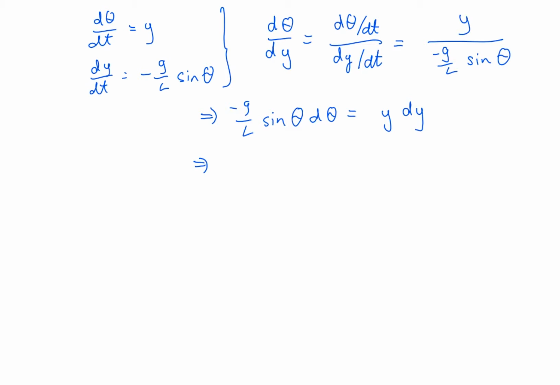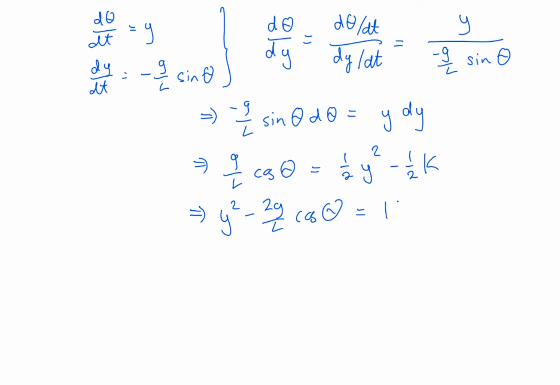Integrate both sides. g over L cos theta is equal to a half y squared plus a constant, and I'm just going to choose to call the constant minus a half k just for convenience. So therefore this quantity, y squared minus 2g over L cos theta, is equal to k. It's a constant. Which means that if I just draw the level sets of that quantity, I will have some curves in the plane, and they must be the solution curves, the phase space curves of the system.